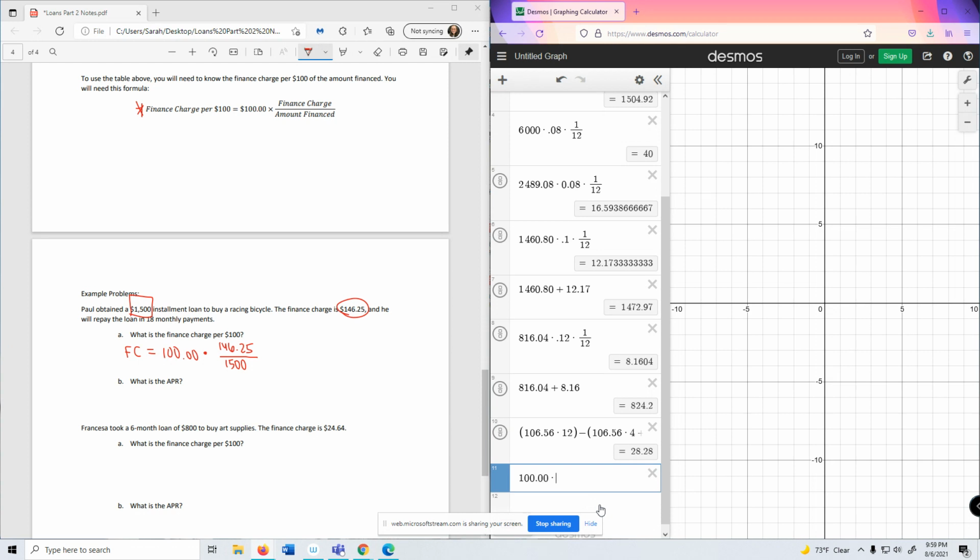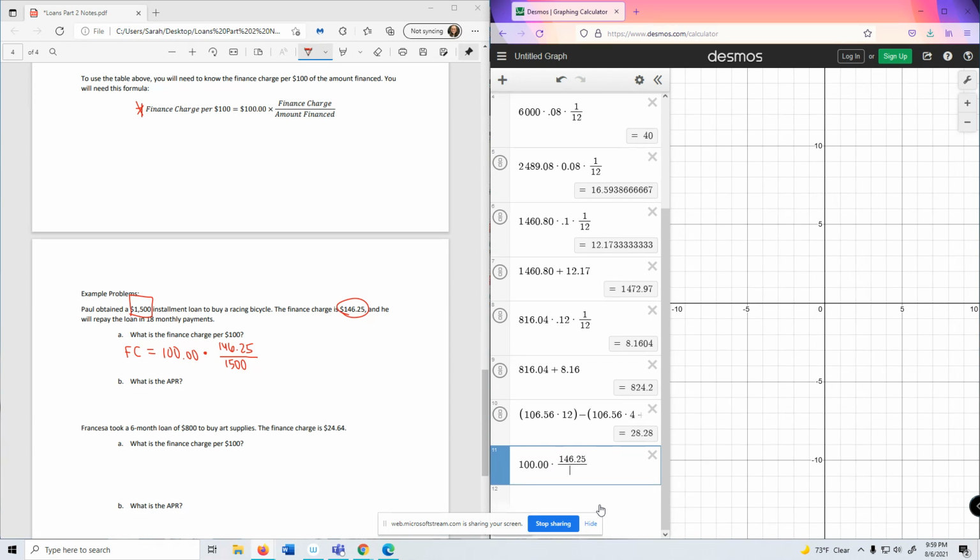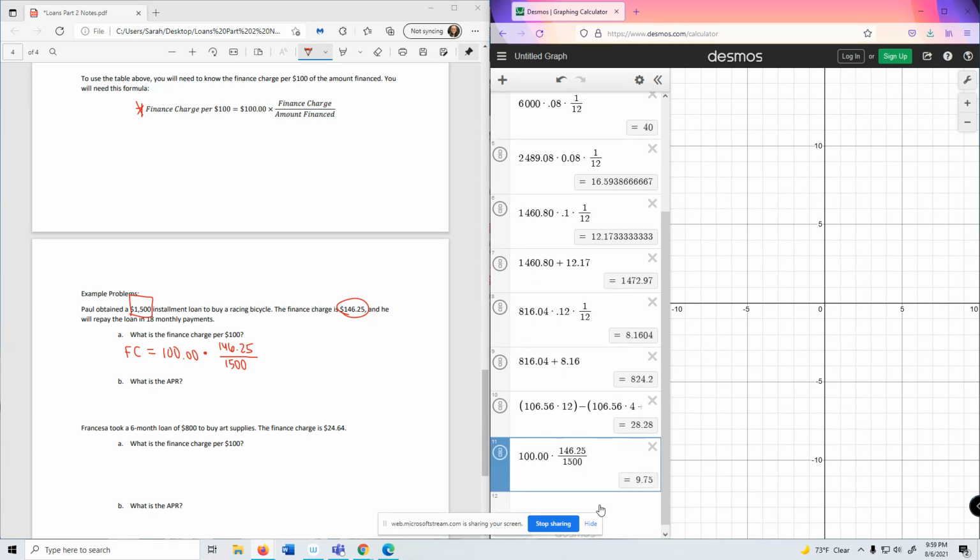Be very careful about typing in the correct number of zeros. And as always, division key to get that fraction. So we get $9.75. That is not our total finance charge. That's just how much finance charge we have per $100 of our loan.